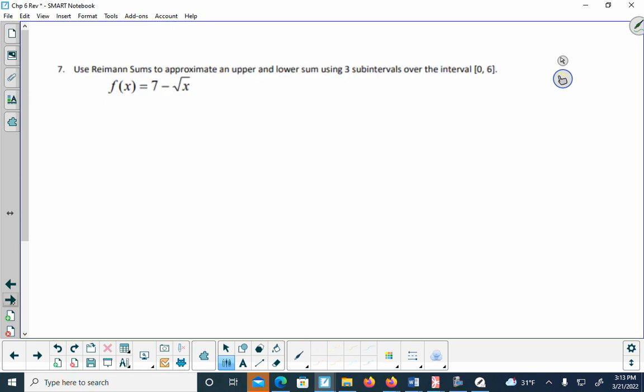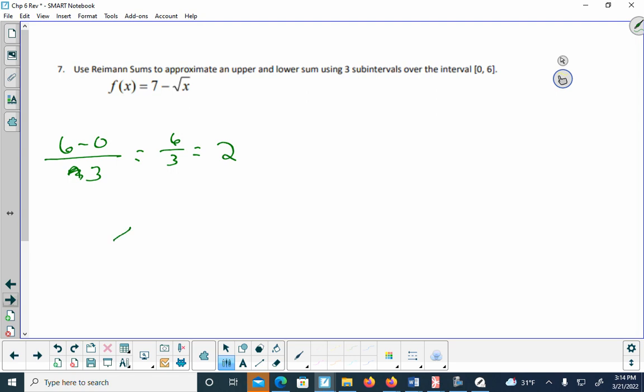And the next one says use a Riemann sum to approximate an upper and lower sum using 3 subintervals over an interval of 0 to 6. So I'm going to take 6 minus 0 divided by the number of intervals I want, which in this case is not n because they tell me I want 3 intervals. So 6 divided by 3, which means the base of each interval is going to be 2.